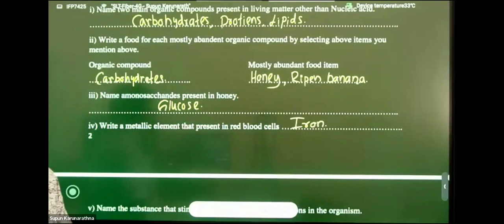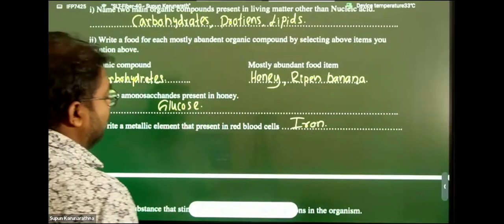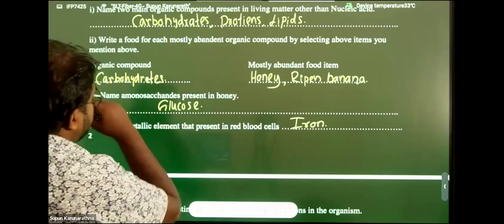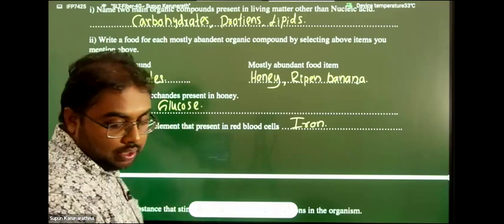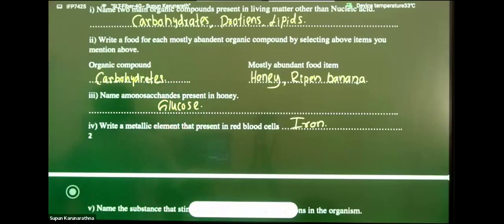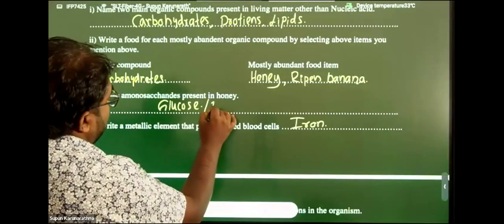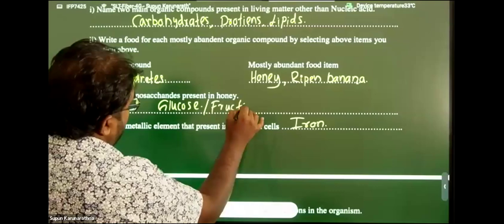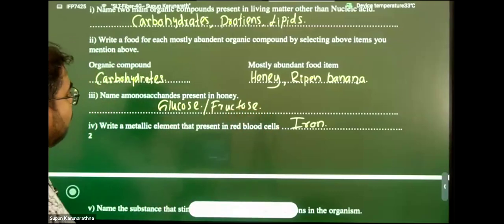Fructose is also present. Yes. Asking about the monosaccharides present in honey, fructose is also available. Right? Fructose is also present. You can write fructose also.